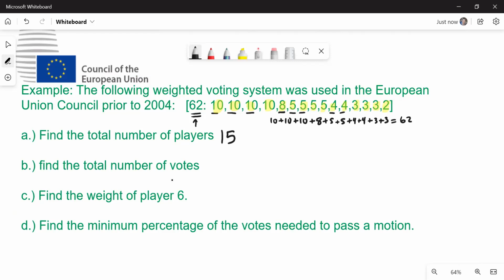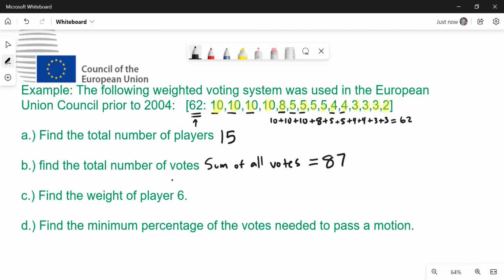B, find the total number of votes. That would just be the sum of all votes, so we would add that up from left to right. 10 plus 10 plus 10 plus 10 gives us 40, plus 8, plus four 5s, plus two 4s, plus three 3s, and a 2 gives me a total of 87 votes.